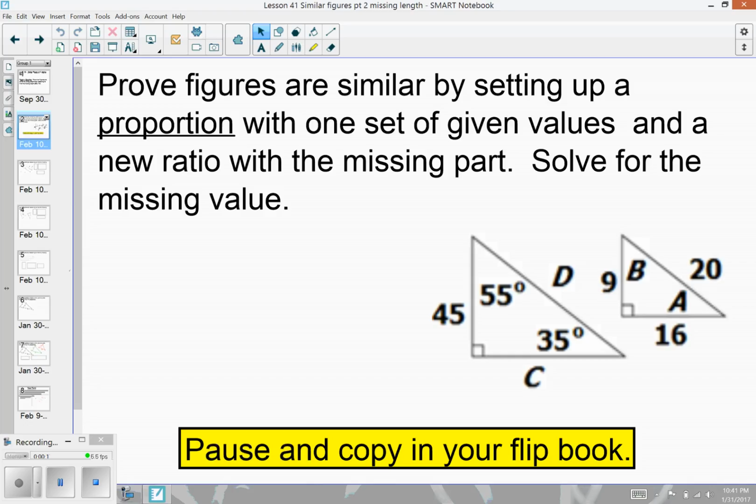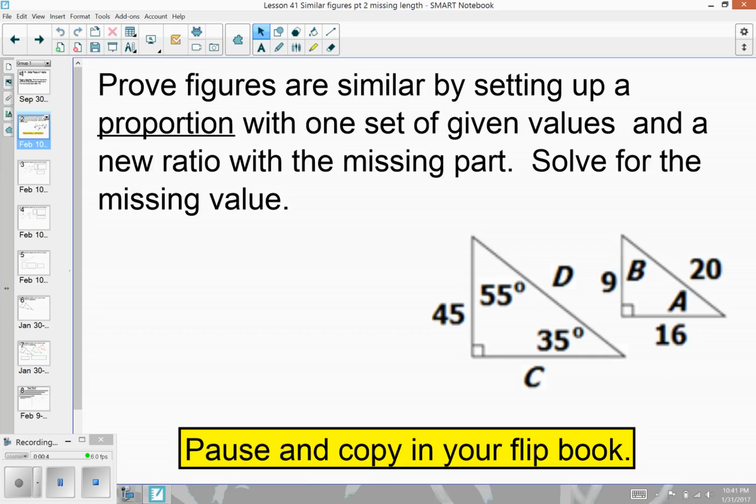So we've talked about figures being similar if they are proportional to each other. We can create a proportion using corresponding sides, and if the proportion is congruent, then those two figures are similar to each other. Well, what happens though when we don't have all of the information? We don't know all of the sides. That's what we're going to look at today.